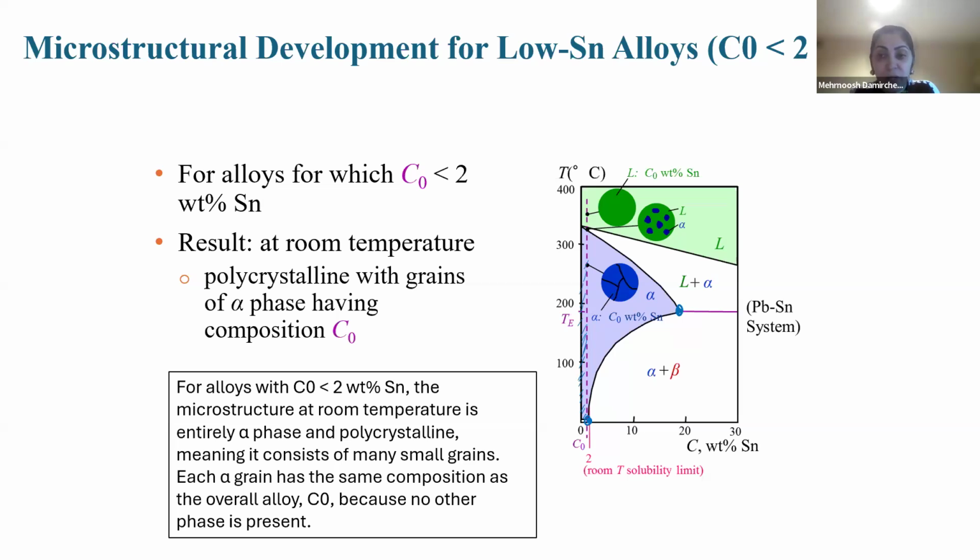Polycrystalline with uniform grain composition, as you see here in the dark blue, is completely alpha. So polycrystalline with uniform grain compositions, no other phases are present, creating predictable mechanical behavior. This illustrates how overall composition affects the final microstructure in hypoeutectic alloys. What's the meaning of hypoeutectic? It means before the eutectic, yeah?